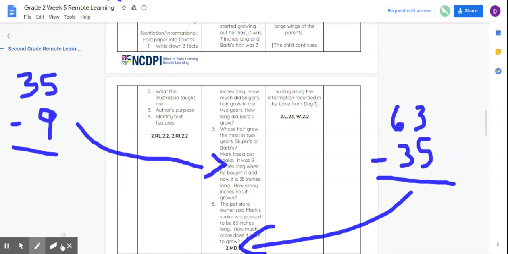All right, I hope this helped you. I did not work out all the problems for you because I think you can do it. So remember, just use a tens and ones chart and break those numbers down. If you have to borrow, you can borrow, okay?